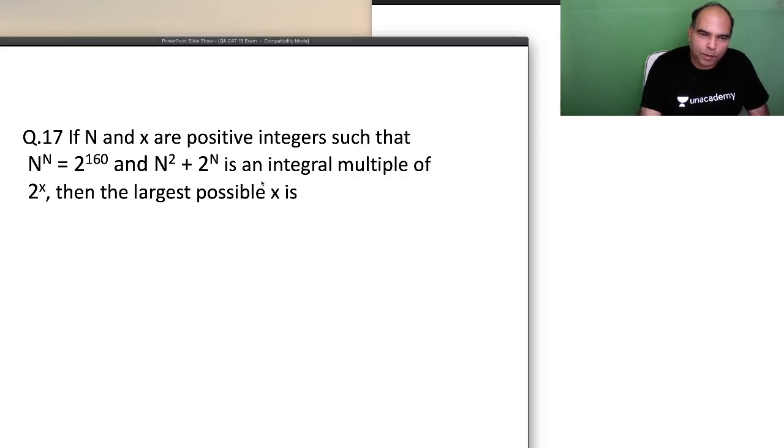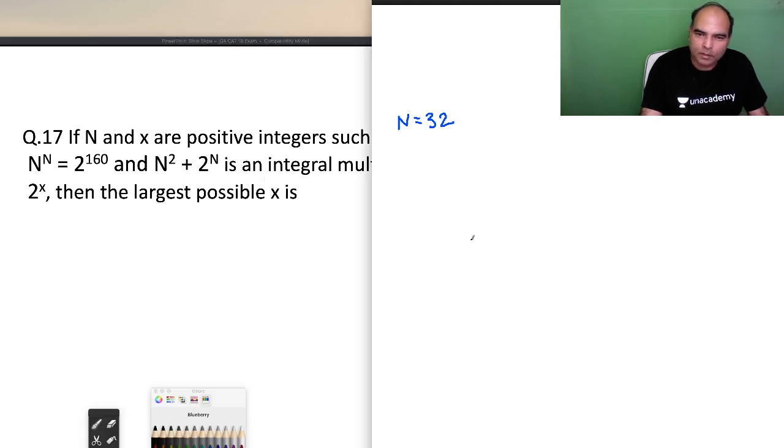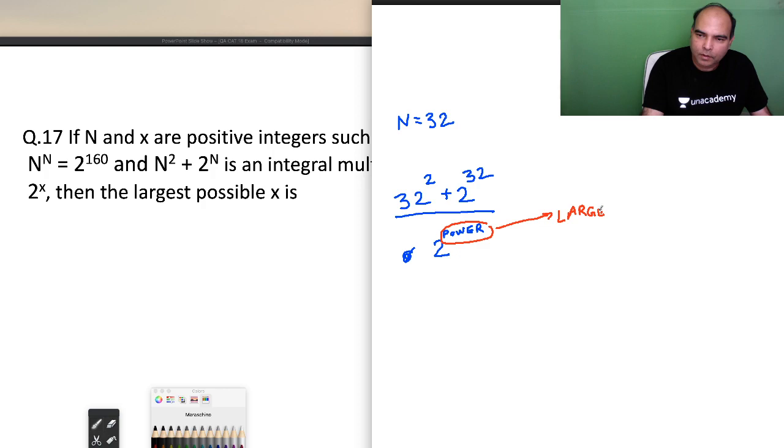Right? Then you come to n square plus 2 raised to n. N square plus 2 raised to n is an integral multiple of 2 raised to x. So n square is 32 square plus 2 raised to n. We simply have to replace n with 32 in this expression. This is a multiple of 2 raised to x, that means a power of 2 should be able to divide this. So what they are asking us is, what is the largest value of this power? That's what they are asking us here.